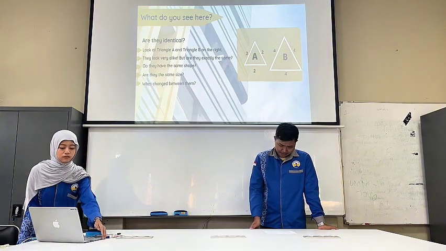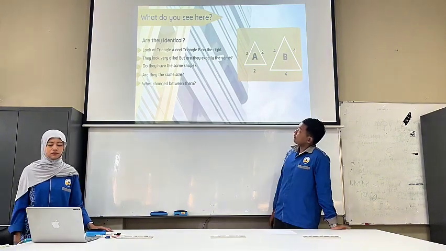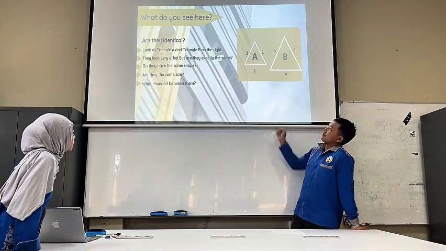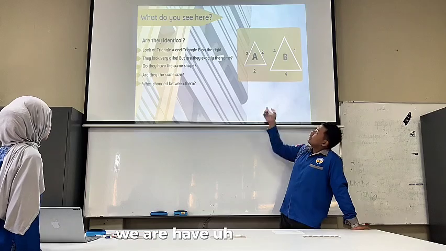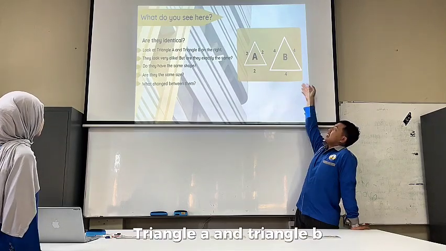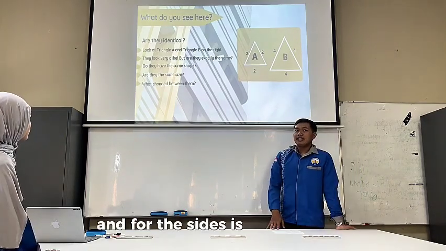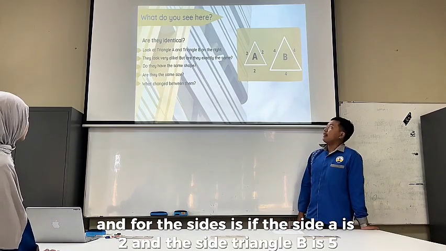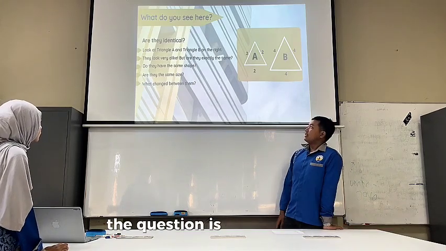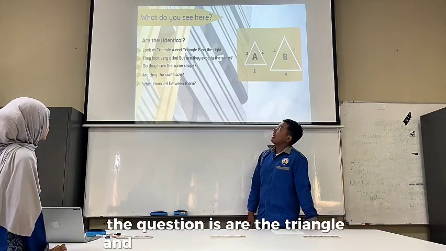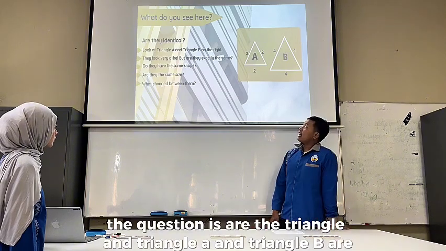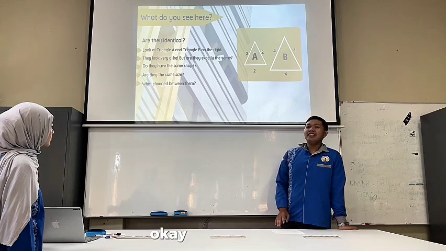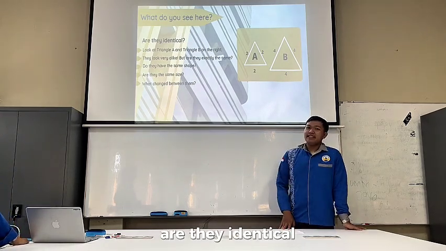And the next slide. What do you see here? We have two triangles, triangle A and triangle B. The side of triangle A is 2 and the side of triangle B is 5. The question is, are triangle A and triangle B identical?